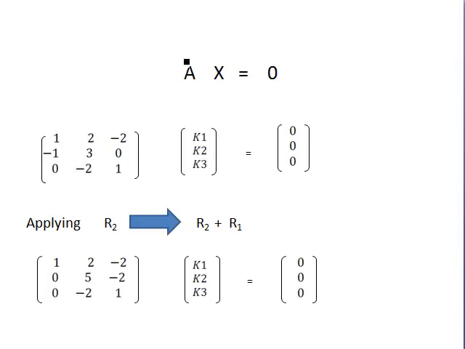So first of all we will represent it in the form of AX is equal to 0. Next we have to carry out the row transformations in order to convert this row vector into a row echelon form. So applying R2 equal to R2 plus R1, because with the help of this one we will make this second row element as 0. So with the help of this one we will make this as 0. So we have applied the row transformations as follows.